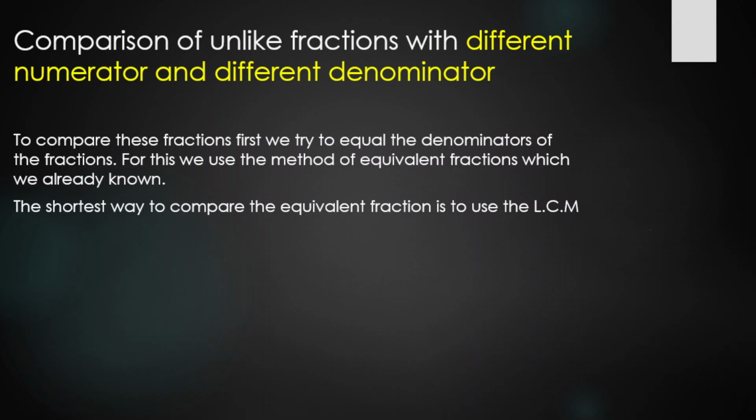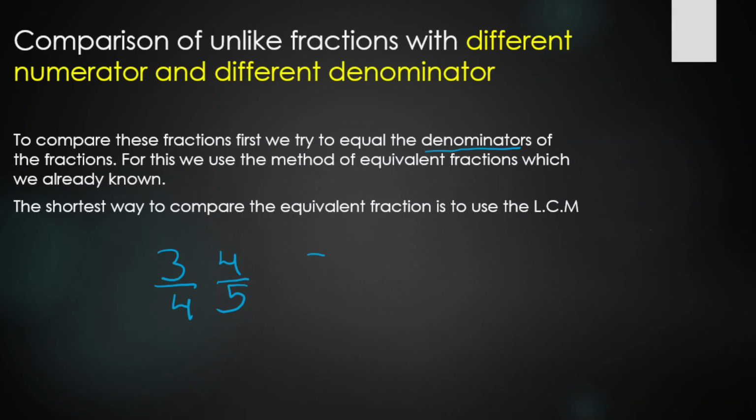Let's see the comparison of unlike fractions with different numerators and different denominators. Let us consider 3 by 4 and 4 by 5. Here in these, both the numerators and denominators are different. So we can compare these fractions by making the denominators equal. For this we use the method of equivalent fractions.